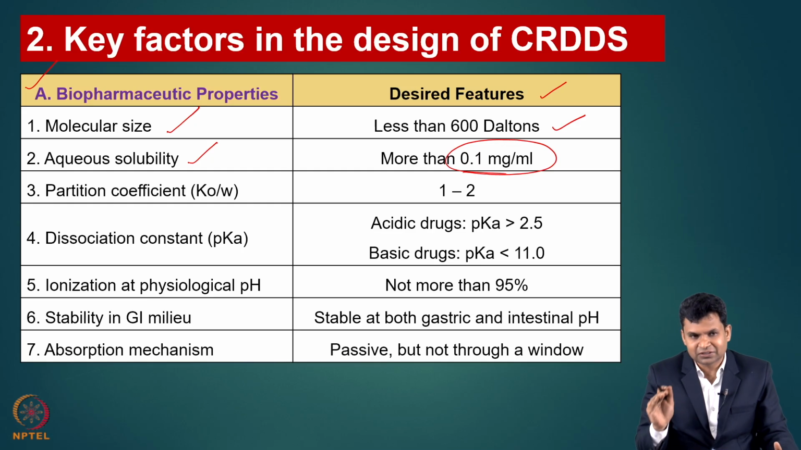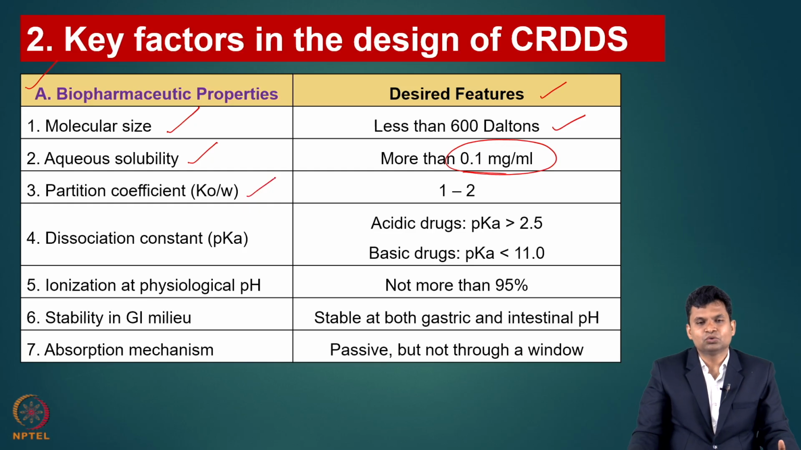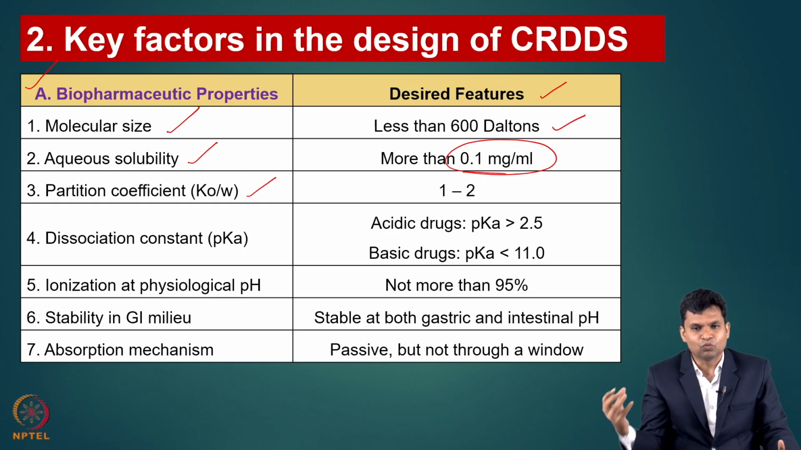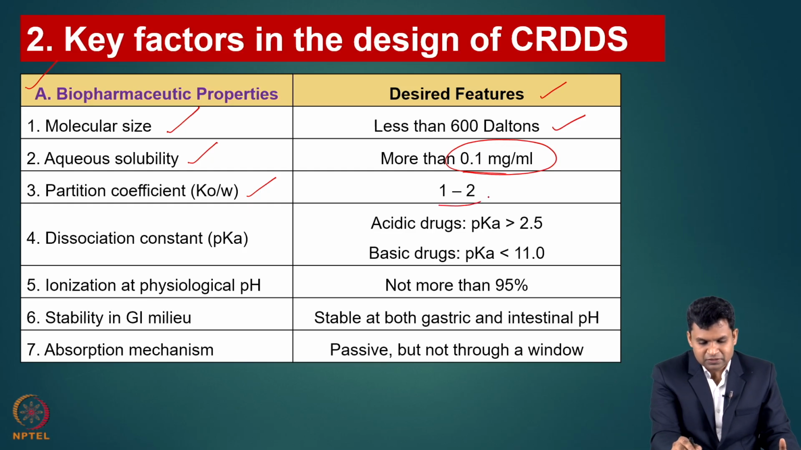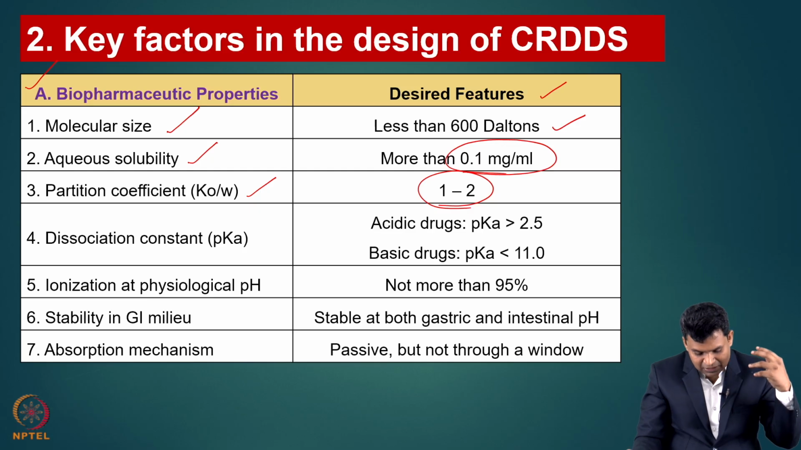Otherwise, if your drug is not aqueous soluble, then we cannot expect the release from the dosage form. Now, as we know the partition coefficient, the concentration of the drug in the oil phase by the concentration of the drug in the water phase, that should be in the 1 to 2 range, which is very important for the permeability. So, after release the drug will come out from the system.